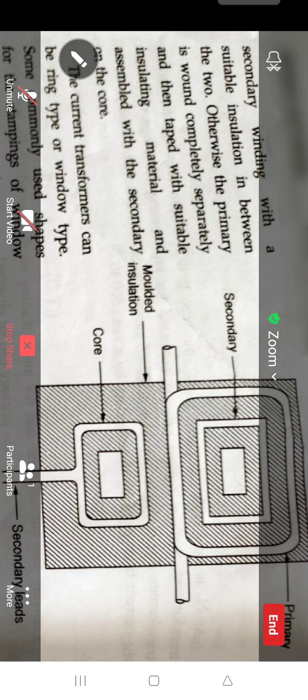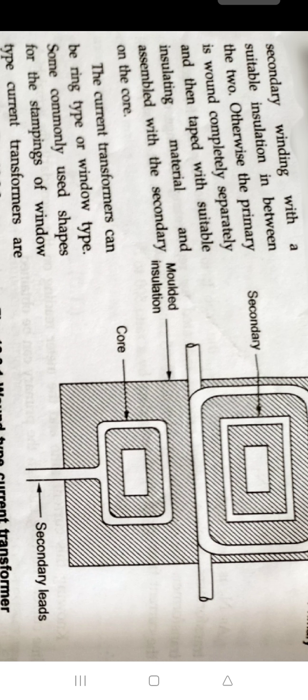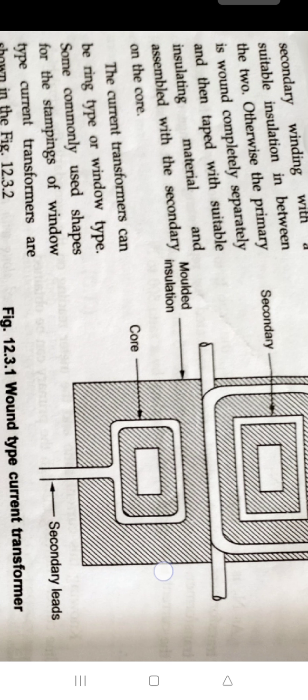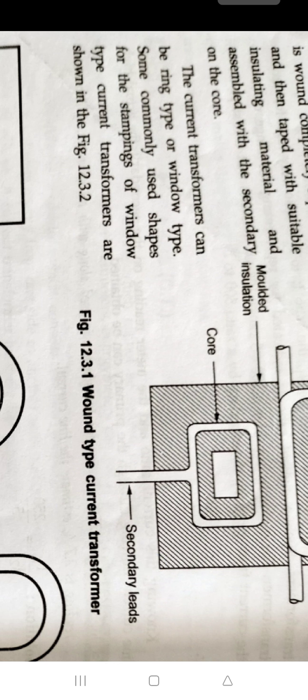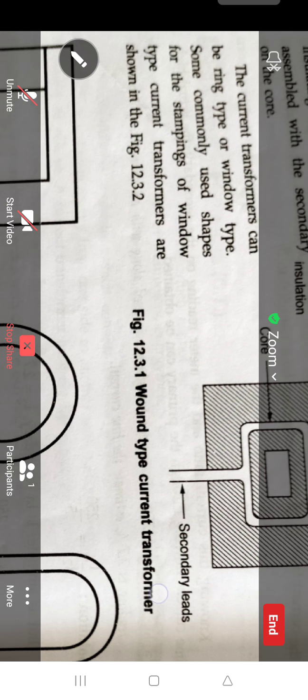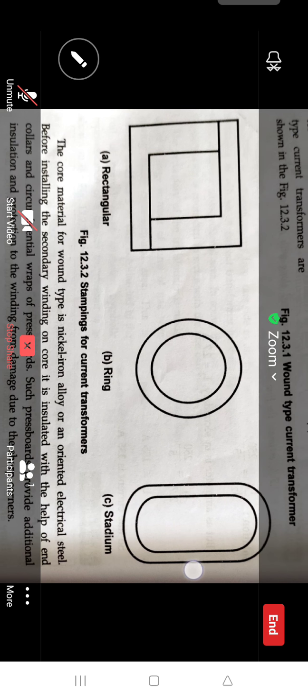Now otherwise the primary is wound completely separately and then taped with suitable insulating material and assembled with a secondary on the core. When we need to measure a very high voltage line, like 33 kV, 66 kV, 440 kV, then the primary is wound completely separately and then taped with a suitable insulating material and assembled with the secondary on the core. Okay, the current transformer can be ring type, window type. Some commonly used shapes are also here, which we saw. This is the rectangular one, ring one and stadium one.